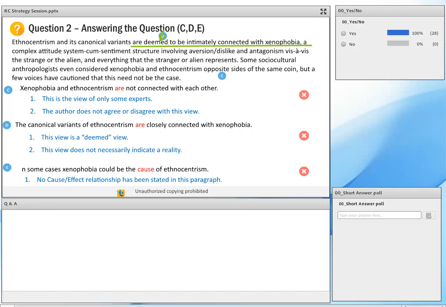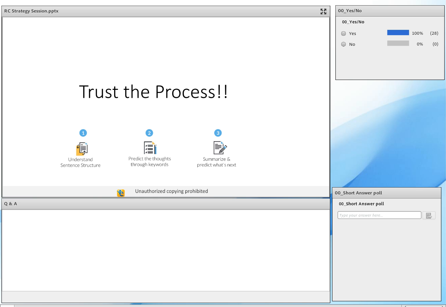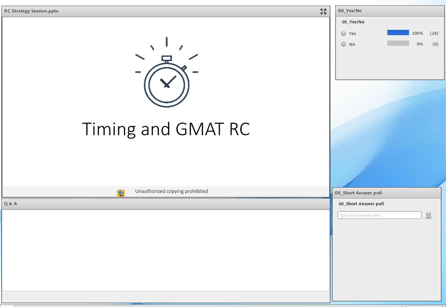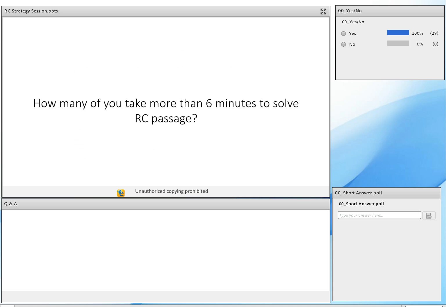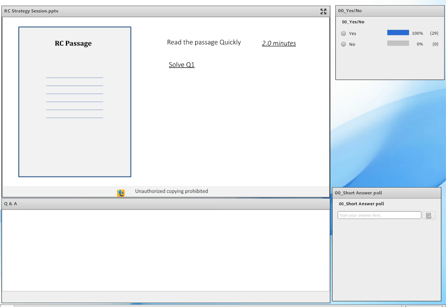I'm not asking you to get any additional time for RC. In fact, if you follow it this way, you are going to give out time from your RC passage to the other questions. But the key point over here is redistribution of time. So really, you need to trust the process. You cannot do well in this process till the time you don't give it your 100%, till the time you don't trust it 100%.